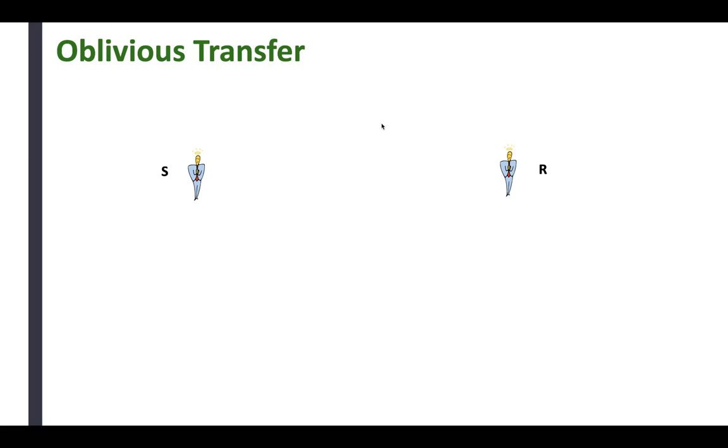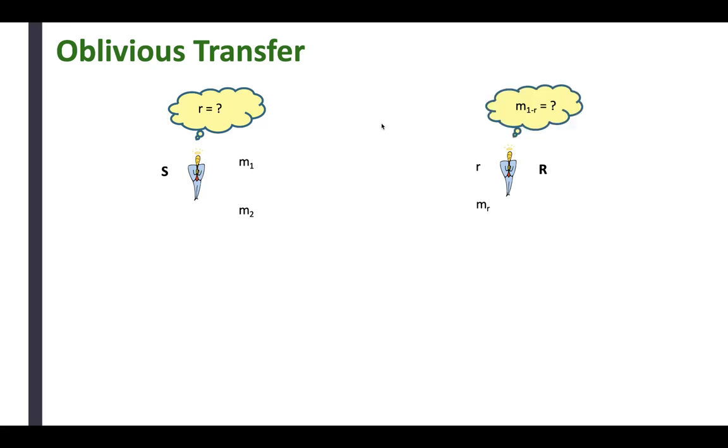So oblivious transfer is a two-party primitive between a sender and a receiver. The sender has two messages, A1 and A2, and the receiver has a bit. It's called a choice bit, which indicates which of the two messages the sender has that the receiver would like to receive. So oblivious transfer will enforce that the sender can send only the chosen message of the receiver, which is indicated by its choice bit, and nothing else. At the end of the oblivious transfer, the sender will learn nothing about the choice bit of the receiver, and the receiver will not learn about the other input of the sender, which it had not chosen to receive.